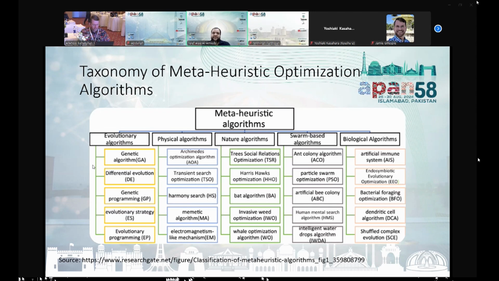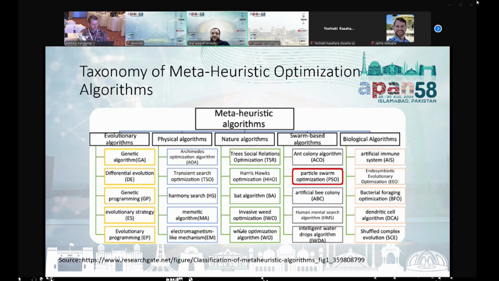Meta-heuristic algorithms have been widely used to solve different real-world complex problems. As we can see here, there are different types of meta-heuristic algorithms: evolutionary, physical, nature-based, swarm-based, and biological algorithms. These types are used to solve different kinds of problems. In this research, we used particle swarm optimization, which is one of the most popular swarm-based algorithms.